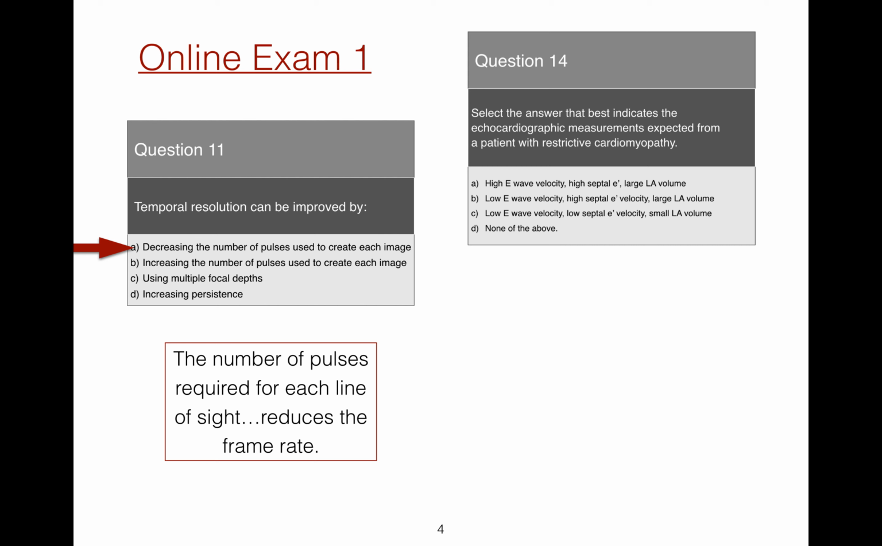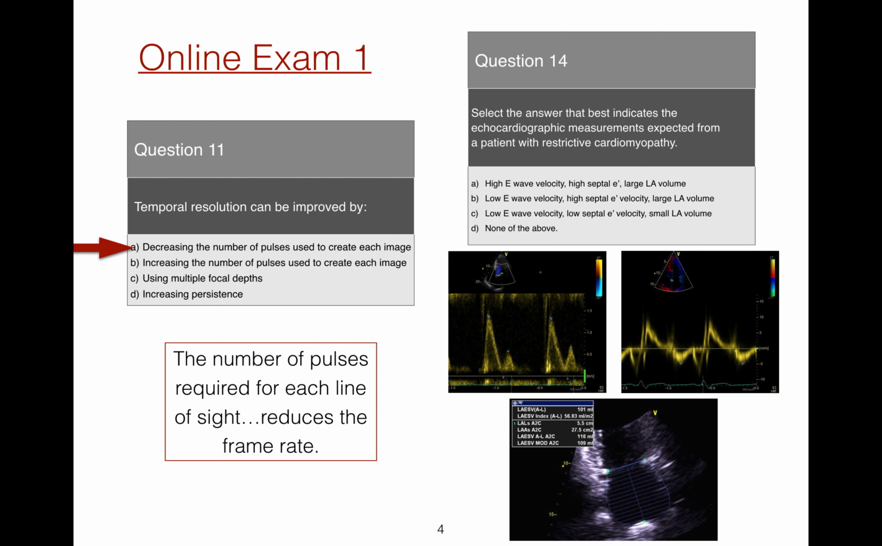Question 14. Question 14 asked you to select the answer that best indicates the echocardiographic measurements expected from a patient with restrictive cardiomyopathy. In a patient with restrictive cardiomyopathy, you expect to see high velocity E waves, low E prime velocities, and an enlarged left atrial volume. So the answer is D.